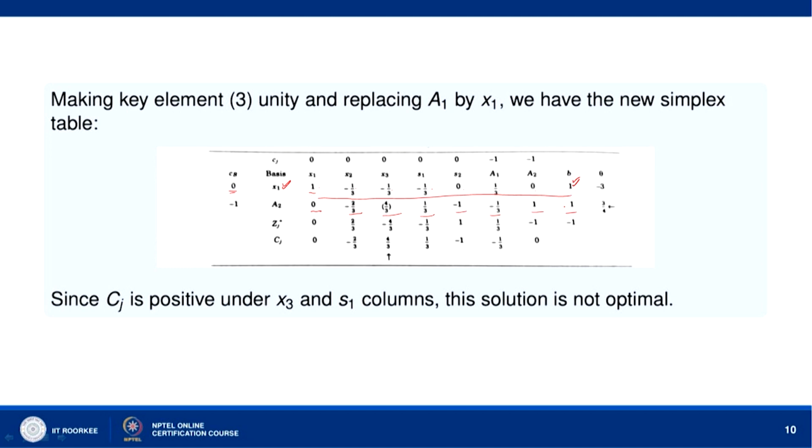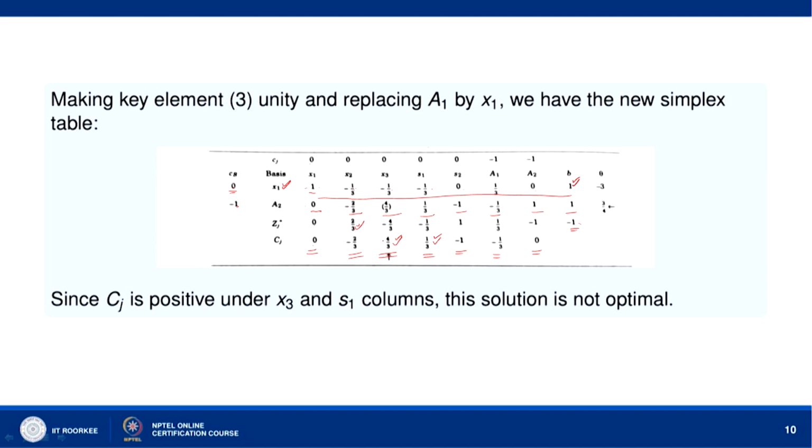And then now we calculate Zj star. Zj star is 0 into 1 minus 1 into 0 is 0, 0 minus 0 is 0, then 0 into minus 1 by 3 minus 1 into minus 2 by 3 is 2 by 3, 0 minus 2 by 3 is minus 2 by 3. So, we get the new values of Cj: 0, minus 2 by 3, 4 by 3, 1 by 3, minus 1 by 3, 0. And here Zj star is minus 1. Now, we can see Cj is positive under the x3 column and the s1 column.